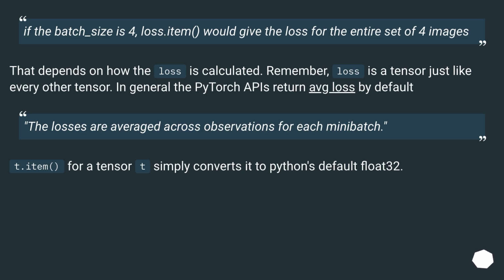If the batch_size is 4, loss.item would give the loss for the entire set of 4 images. That depends on how the loss is calculated. Remember, loss is a tensor just like every other tensor. In general, the PyTorch APIs return average loss by default. The losses are averaged across observations for each mini batch. T.item, for a tensor T, simply converts it to Python's default float32.